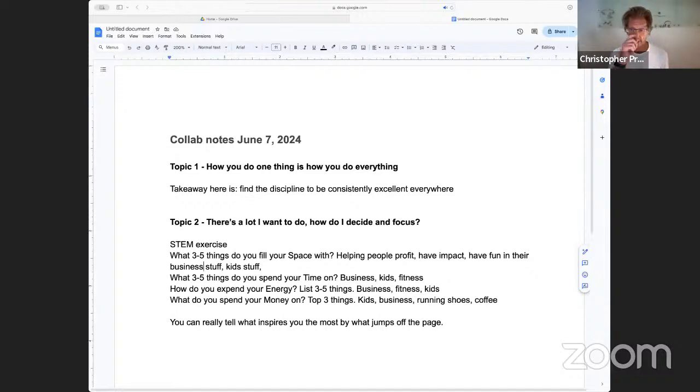I got to try to recreate that one later this afternoon. That is so good. So then what do you do? How do you synthesize this into what you decide to focus on for your business? Well, step A is the STEM exercise.